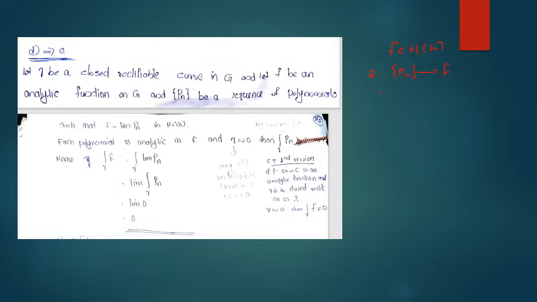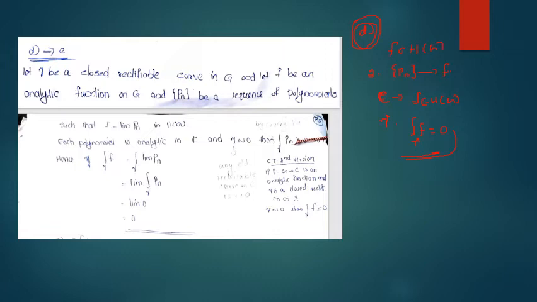Now in E, we need to prove that for any f belongs to H(G) and for any closed rectifiable curve gamma in G, the integral over gamma of f equals 0. This is what we need to prove. So let gamma be a closed rectifiable curve in G and let f be an analytic function on G. Given from option D, we assume that P_n is a sequence of polynomials such that f equals the limit of P_n in H(G).